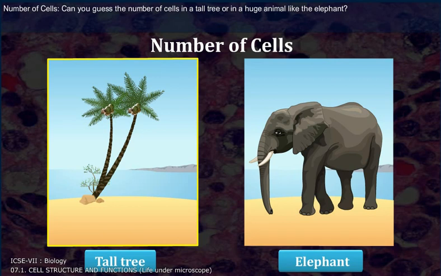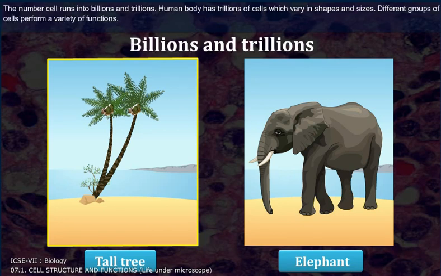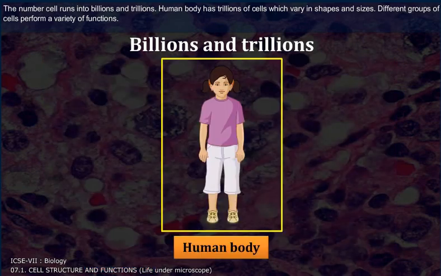Number of cells. Can you guess the number of cells in a tall tree or in a huge animal like the elephant? The number of cells runs into millions and trillions. The human body has trillions of cells which vary in shapes and sizes. Different groups of cells perform a variety of functions.